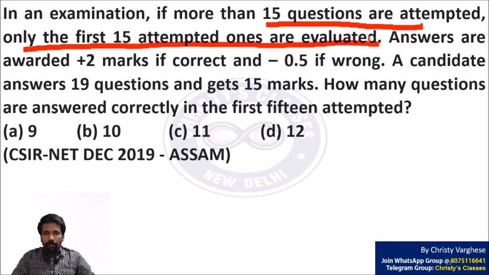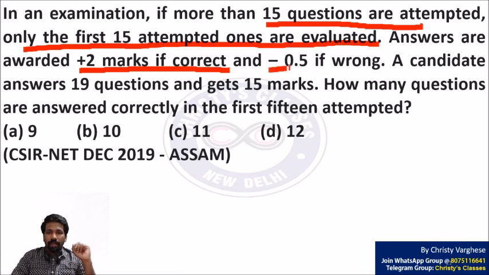For example, out of 20 questions, if you are writing 16 questions also, only the first 15 will be evaluated. The remaining one will not be evaluated. Answers are awarded plus 2 marks if correct, exactly like CSIR-NET Part A, 2 marks for a correct answer and negative 0.5 mark if it is a wrong answer.